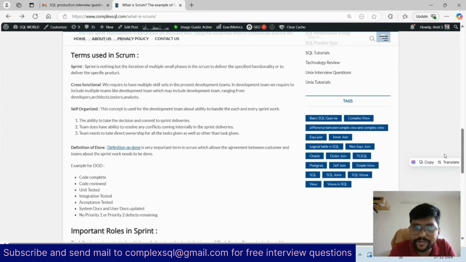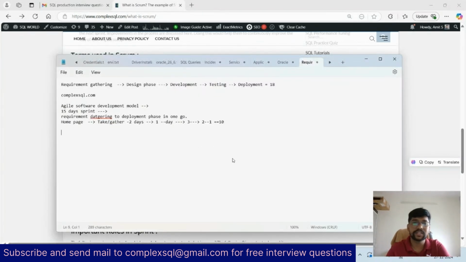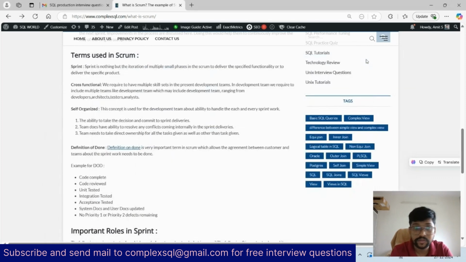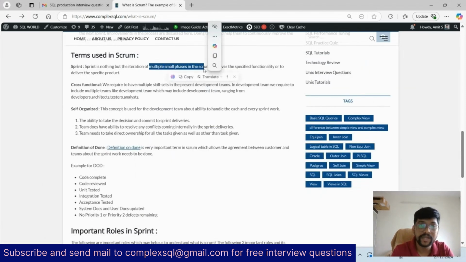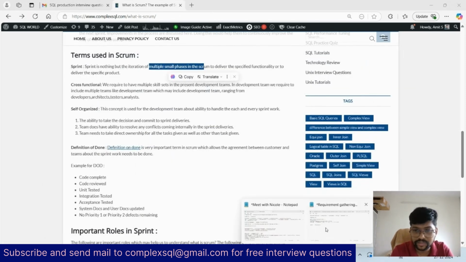So there are multiple frameworks like Kanban, extreme programming, but today we are going to discuss Scrum. Okay. Scrum is divided into multiple parts like sprint. Okay. Sprint is nothing but the iteration of multiple small phases. Sprint means what? Sprint is nothing but iteration of multiple small phases.